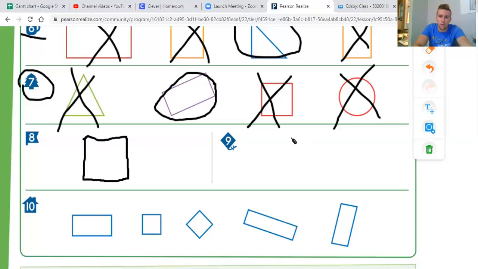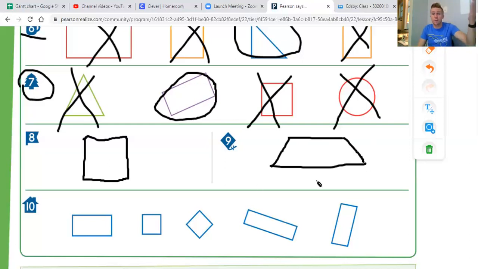I'll help you out. There's my first side. What about this? One, 2, 3 sides and 4. Is that a rectangle? Nope. Is that a square? Nope. It's a 4-sided shape though, and it's got 4 vertices. So that means that is the right answer.